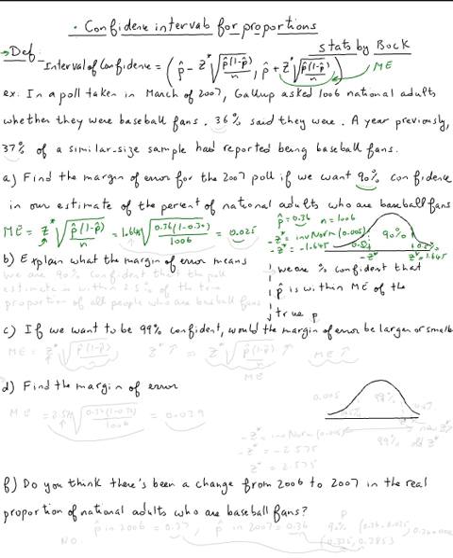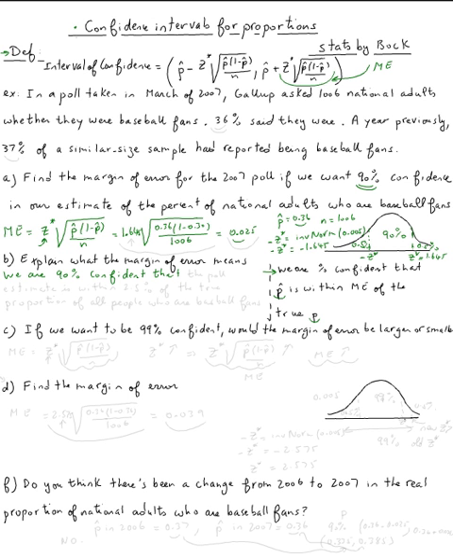For question B, explain what the margin of error means. Explain what this number means. And this is how you always do interpretation. We are some percent confident, so in our case, we are 90% confident that p hat is within that margin of error of the true p. P is the proportion for the population.